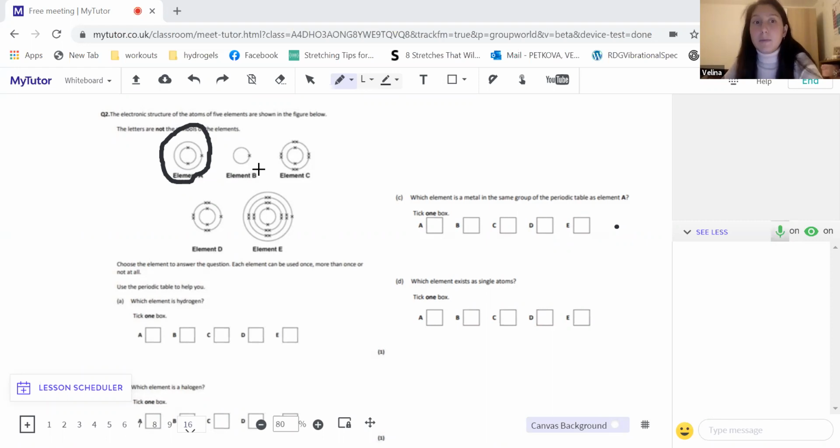So both element B and element E have 1 electron in their outer shell, don't they? Can we see that? 1 electron, and obviously the other one is 1. But can people tell me what is element B? What have we already said that element B was?